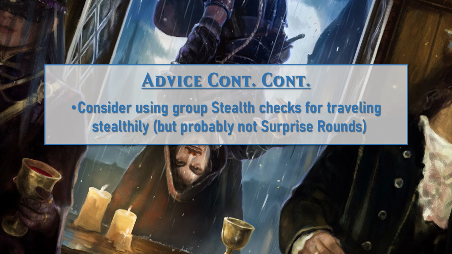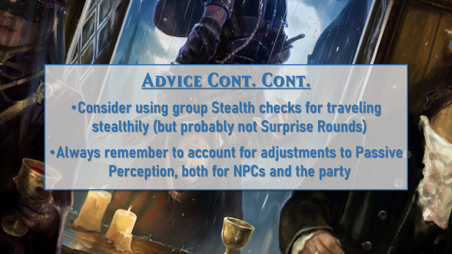A last bit of advice, remember to always account for adjustments to passive perception for characters. If the party is sneaking up on someone in an area of dim light that is not actively searching for them, then give that passive perception a -5. They're not actively looking, and the creatures or the players moving up are kind of tucked away in the darkness. They should have that disadvantage, theoretically, on the passive perception check. It's something to really keep in mind and make sure you apply.